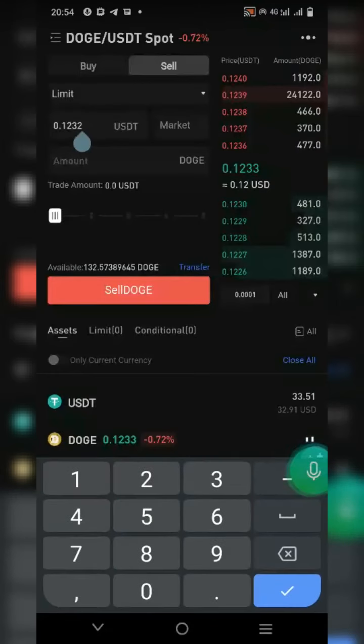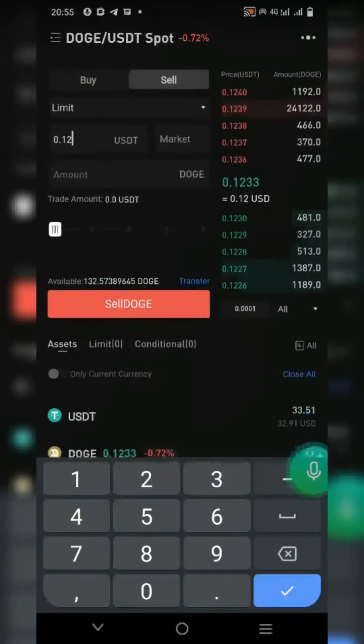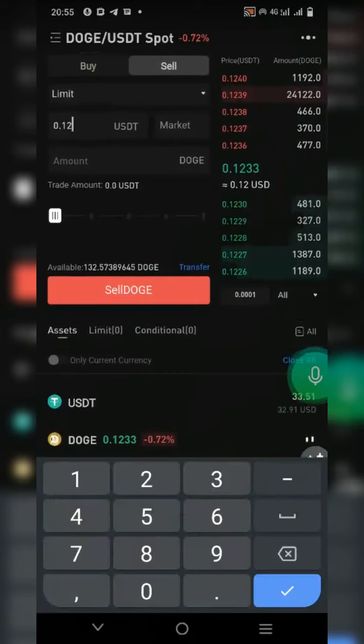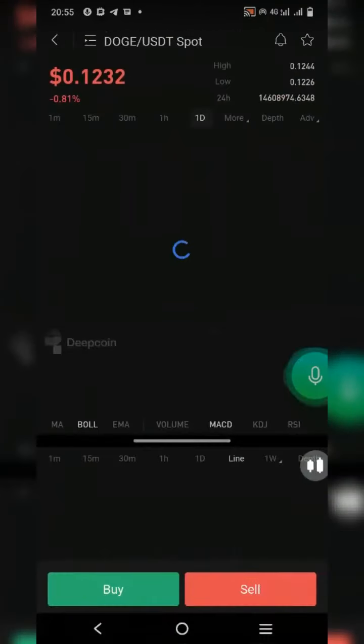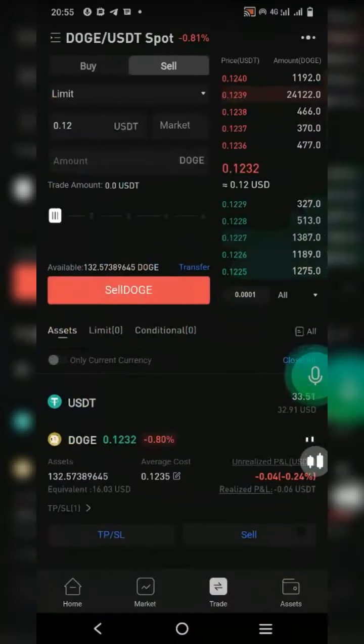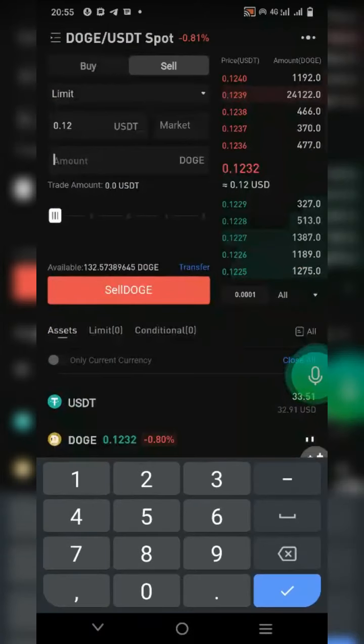So after going through my charts and everything, I see that Dogecoin will be more profitable if the price comes down, and I decide to buy at 0.12 after doing my technical analysis. So if the price comes down to 0.12 and I want to buy it at that price, I'll place the trade. This is the price in USDT.